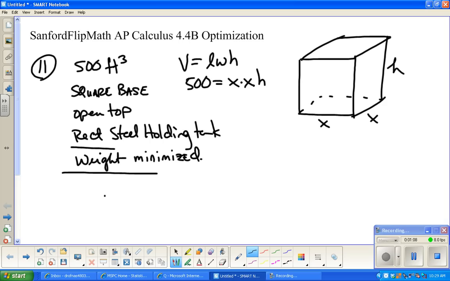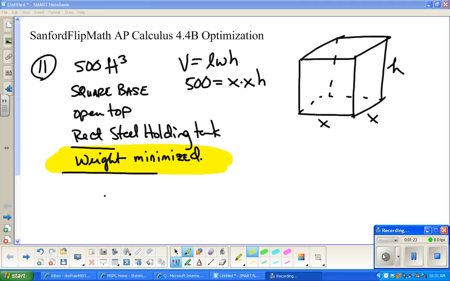The rest of this is, how in the world are we going to minimize the weight? That's the goal, and question B is about minimizing weight. So how do we actually make that happen? We're trying to make the tank weigh as little as possible, which means the metal it's made out of needs to be minimized. We're going to assume the thickness of the metal is the same everywhere.